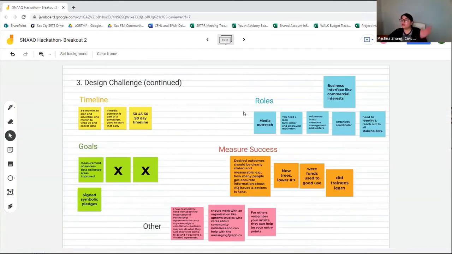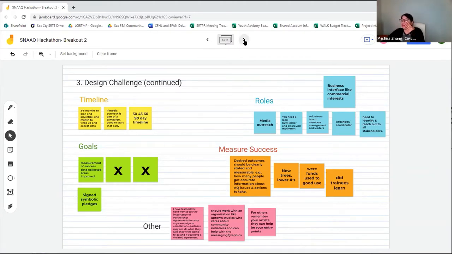Continuing on, we also spent a bit of time talking about what's a desirable timeline when planning a community event, what goals we hope to achieve, and how we measure whether we've met our goals. And then the types of roles we would want to get people involved in to make sure that our community event was a success.